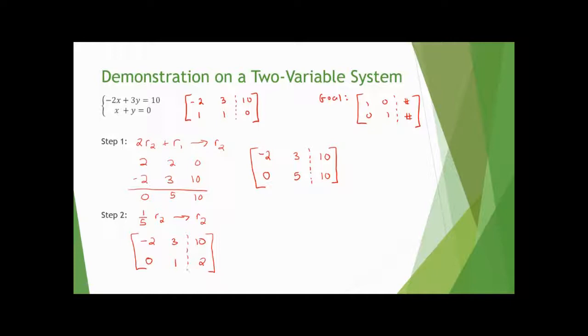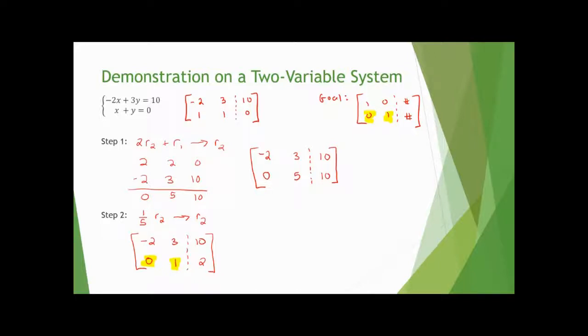So my first row is unchanged, but now my second row is 0, 1, and 2. So far, I have my bottom row exactly the way I want it. So my next step now, I need to get rid of, let's make that 3. We want to make that 0 up there.